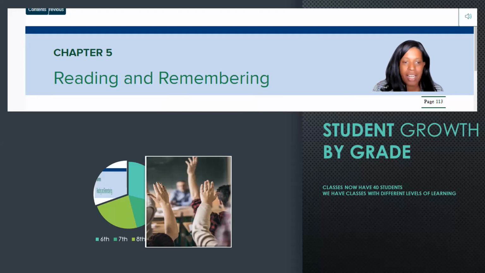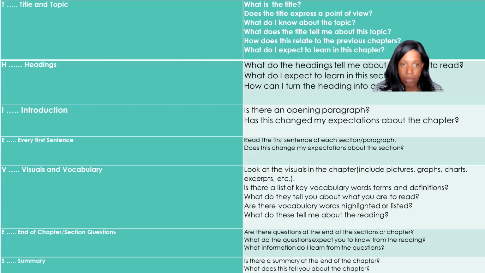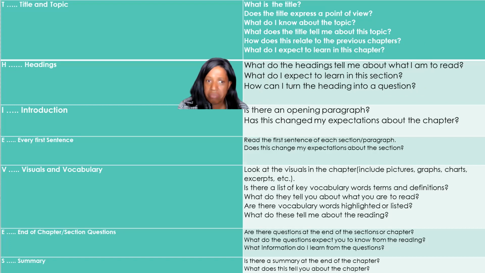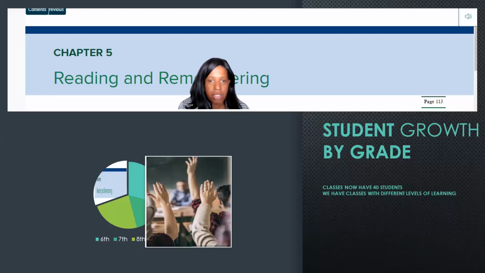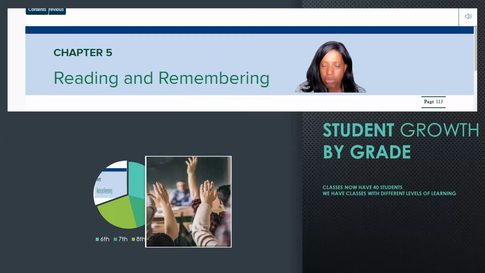I hope that is clear. Now, when I'm looking at the headings, they are talking about something relating to the chapter. So in this textbook that I'm looking at, it's student growth by grade. So it's going to tell me how 6th graders are growing, or 7th are growing, 8th are growing. Right? That's what I'm seeing in this chapter.